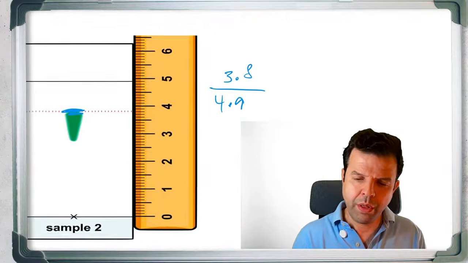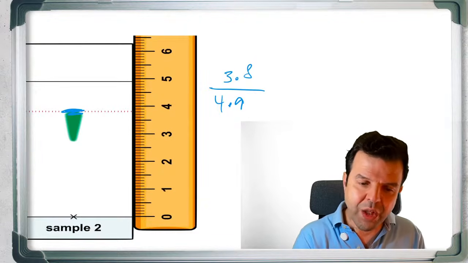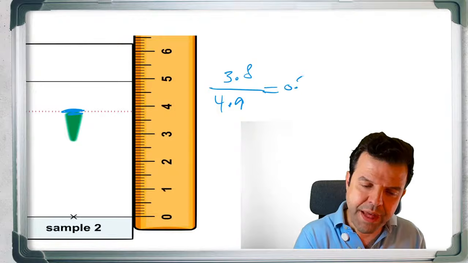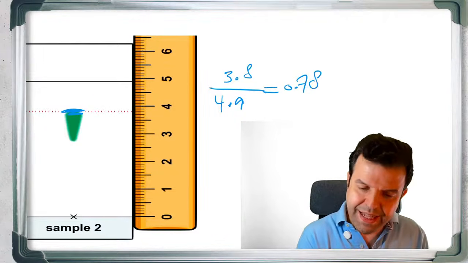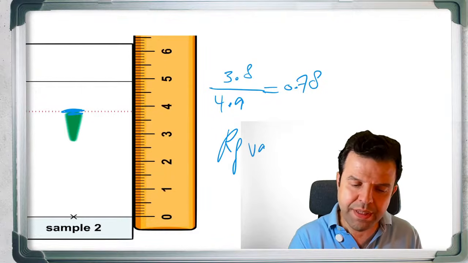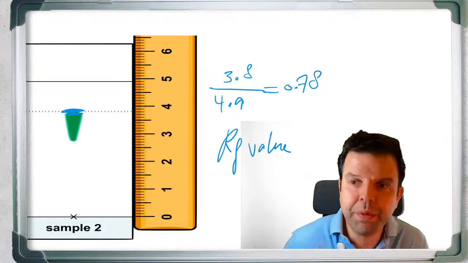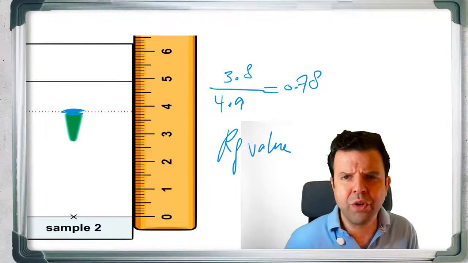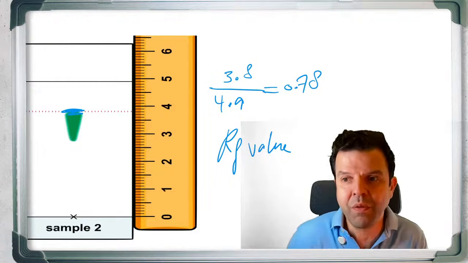So 3.8 divided by 4.9 gives me a value of 0.778. That is what we call the RF value. And again, what's the importance of this? If you look up that pigment, you search it, you Google it, whatever you'd like, you can name it right after this.